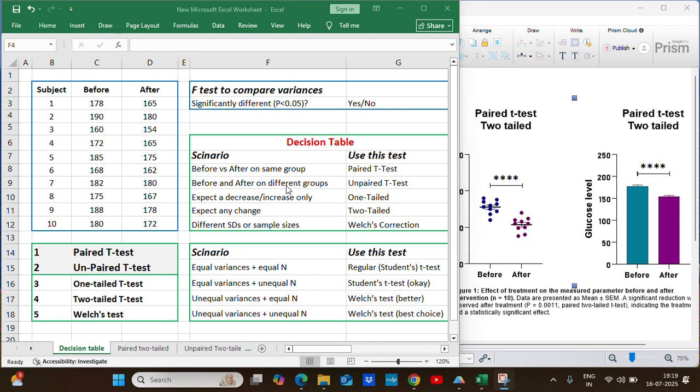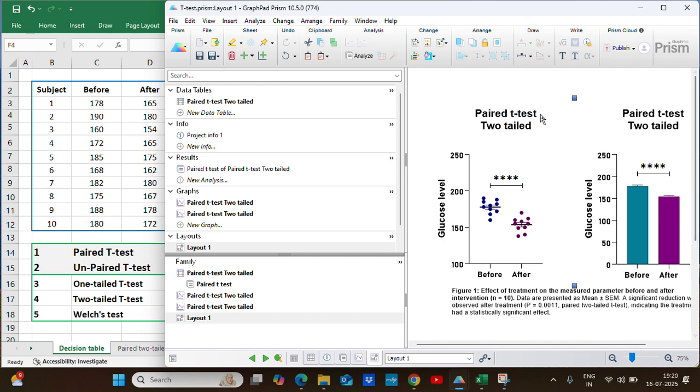Now suppose different sets of groups are used. Suppose 10 subjects for the before analysis and 10 subjects for the after analysis, then unpaired t-test is used. Now suppose in these two sets of data, you are just expecting any change, either in the before or in the after, then you are going to use two-tailed. Now suppose you are expecting that the after treatment group should show either a decrease or an increase only, then you are going to use one-tail. Okay, so this basic concept you should know, then only will you be able to apply the t-test correctly. As we go ahead in the tutorial, I will explain in detail, and for all the analyses we will draw such types of graphs.